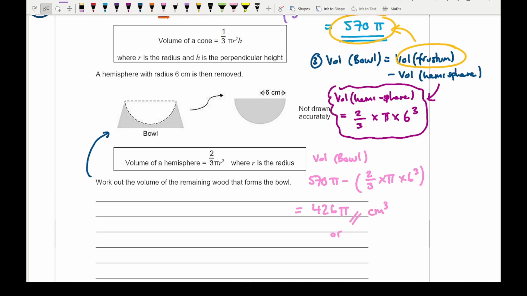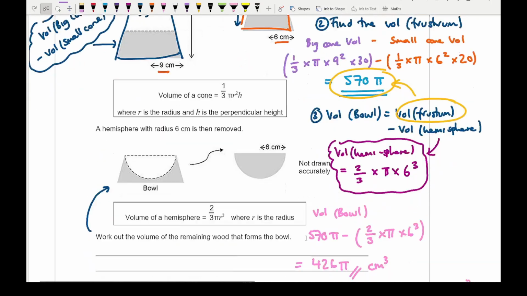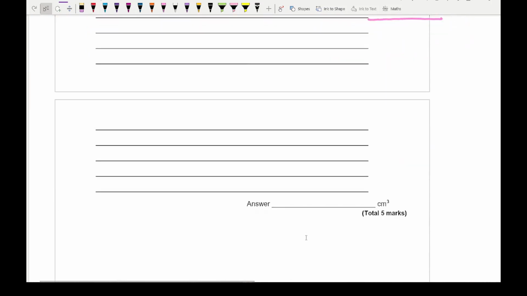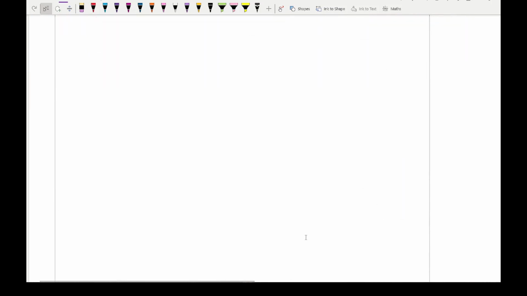Or if I wanted to write that as a decimal, and just type that into my calculator, 426 pi, which as a decimal is 1338.31847 centimetre cubed. And again, if you want to round that answer up, that's entirely up to you. Personally, I would probably leave it as pi, because the question doesn't actually specifically say for me to round the answer up, so you can write any version that you want.